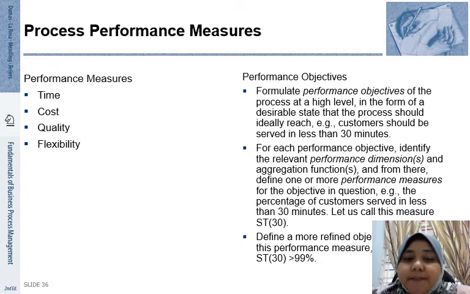That is time. And then find relevant performance dimension and aggregation functions, yang mana the percentage of customers served in less than 30 minutes, let us call this measure ST30. Standard time 30. Define the more refined objective based on this performance measure, such as ST30 mesti lebih daripada 99%. So this is target. This is objective. This is what we call strategy, goal.